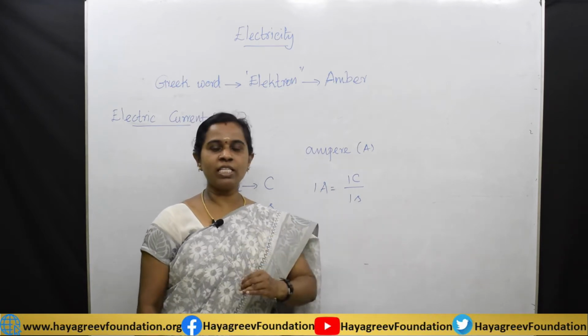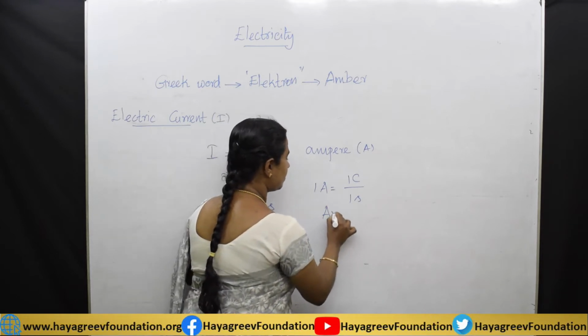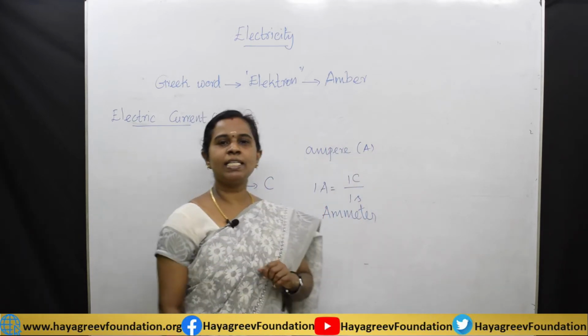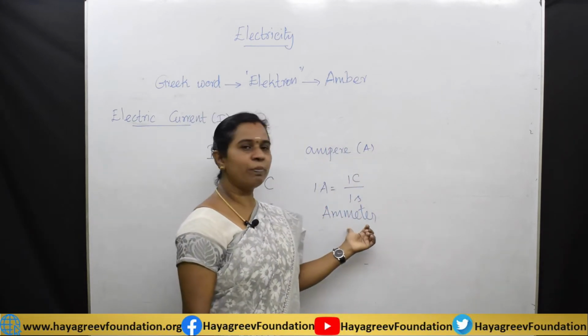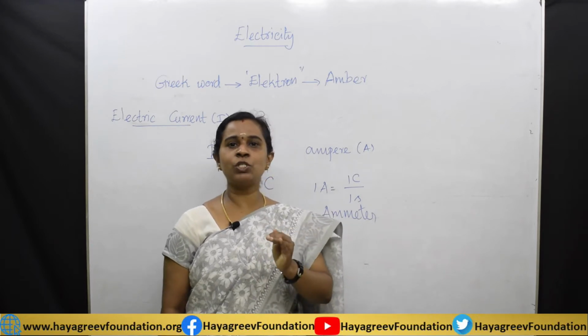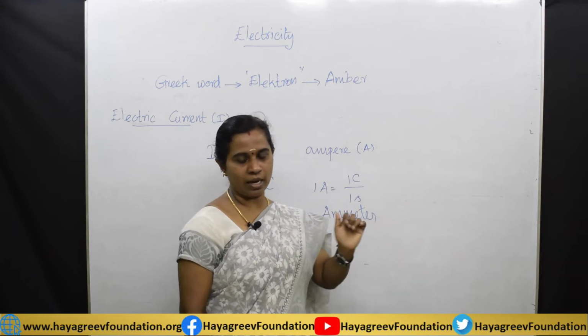The device which is used to measure the current is the ammeter. An ammeter is a device which needs to be connected in series to the circuit. Then we can measure the current easily by using the ammeter.